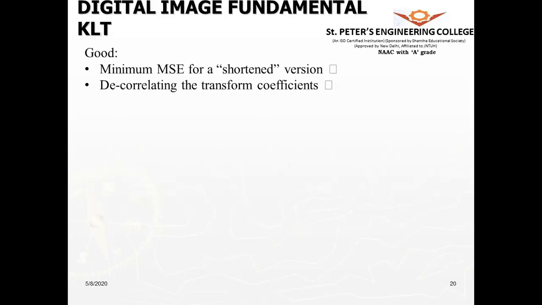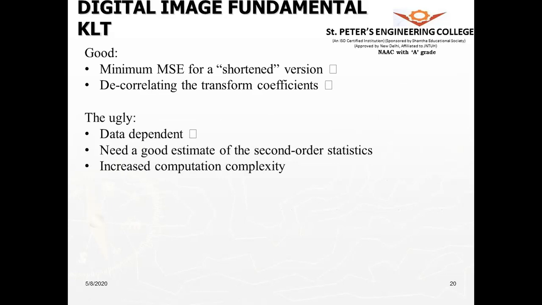Now, what are the advantages of this KL transform? We get the minimum mean square error when we are using a shortened version. Then the decorrelation of the transform coefficients happens. What are the disadvantages? Data are dependent. So therefore, we need to have a good estimate of the second order statistics. Next, this KL transform involves increased computation complexity.